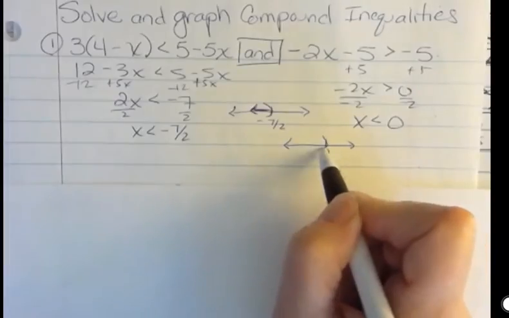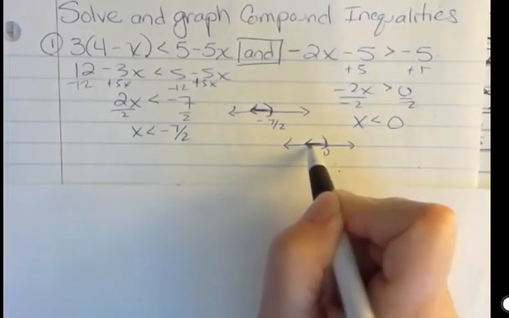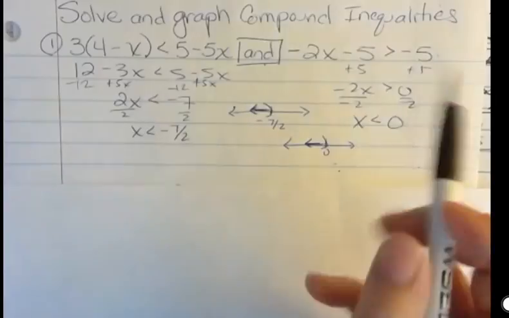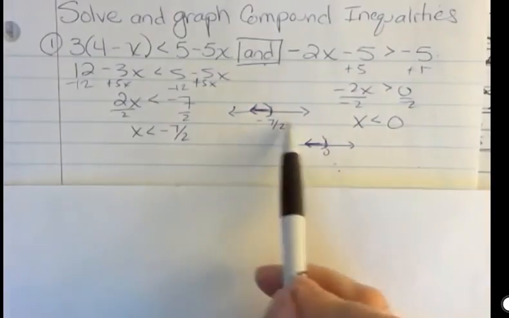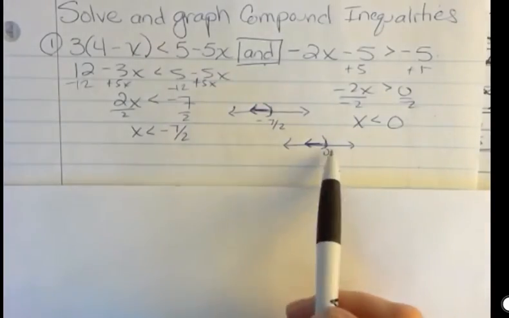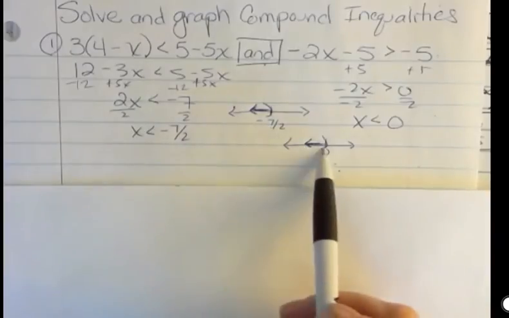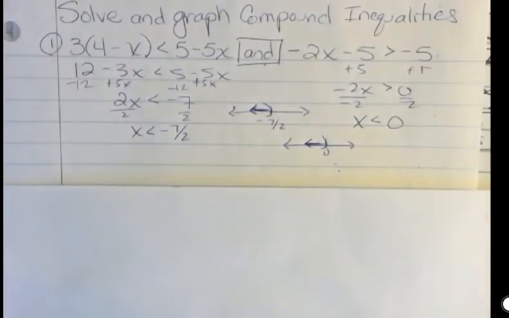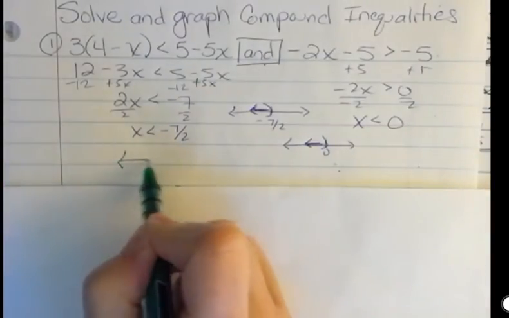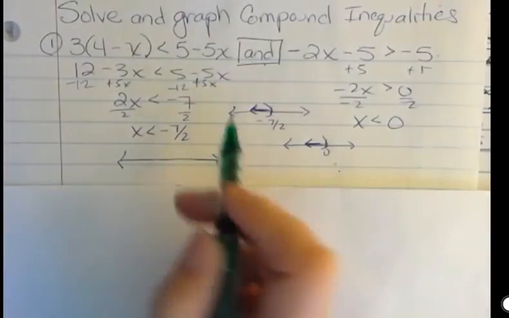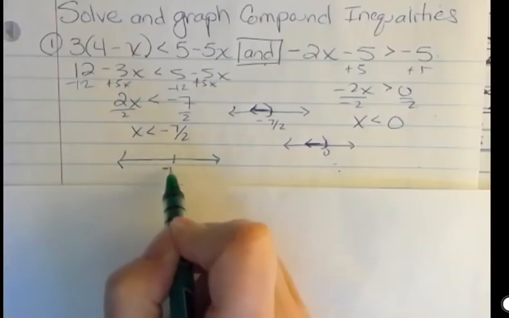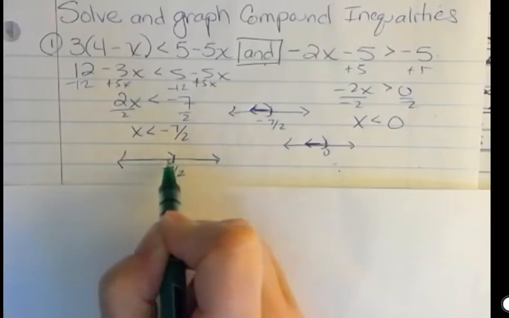So I actually do have some overlap. Remember, I'm interested in where the graphs overlap. It overlaps, but it doesn't start overlapping until here, because from 0 until we get to this negative number, this is the only one that we see. So the overlap of the graph is what I'm interested in, and that's actually starting at negative 7/2 and going to the left forever.